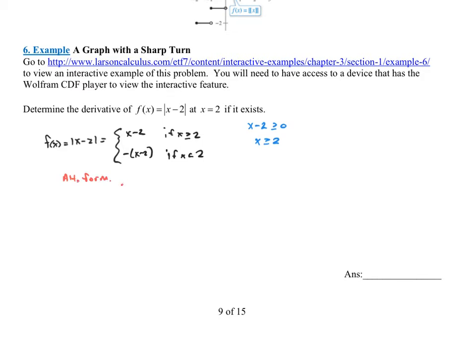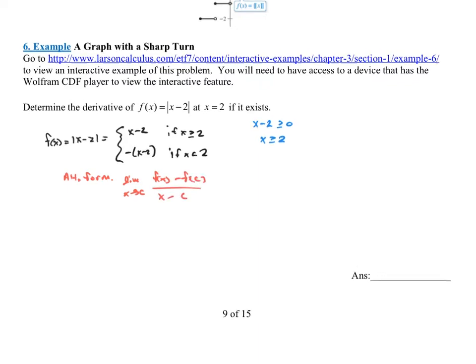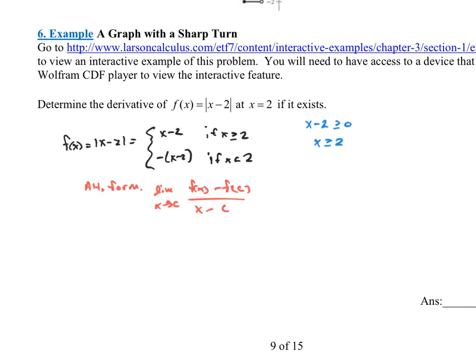This is the limit as x approaches c, which in this case is 2, of f of x minus f of c all over x minus c. That's the idea, you can use this alternate form that we just covered. Okay, so let's try it first from the right.